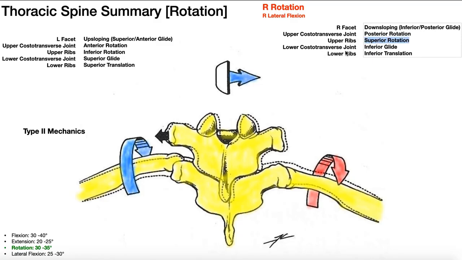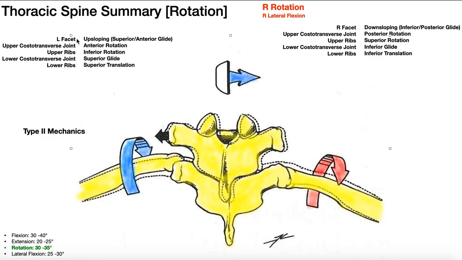But the lower costotransverse joints allow gliding in the opposite direction. So on the right side, the lower costotransverse joints facilitate inferior glide and therefore inferior translation of those lower ribs. So let's think about this. The upper ribs move up, the lower ribs move down. What does that do to the space between the ribs? It separates the ribs. So when you rotate to the right, the right side has more space, and those ribs are going to be able to separate. The best way to do that is for the upper ribs to rotate up and the lower ribs to translate down.